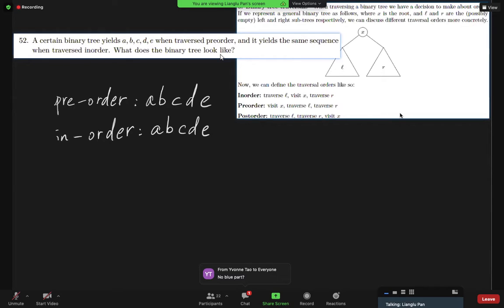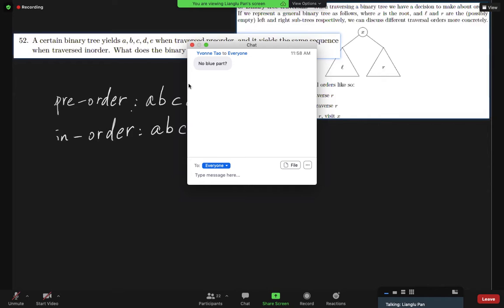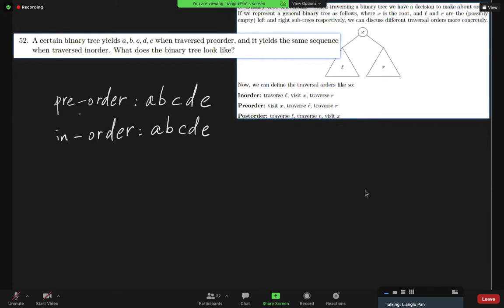I guess one possible approach to solve this problem could be, at the very beginning, when we have these two sequences, can we know which is the root node of the entire tree? Looking at the pre-order traversal sequence, we can know the root node because if we apply pre-order traversal on a tree, we must visit the root node first. So node A must be the root node of the tree.